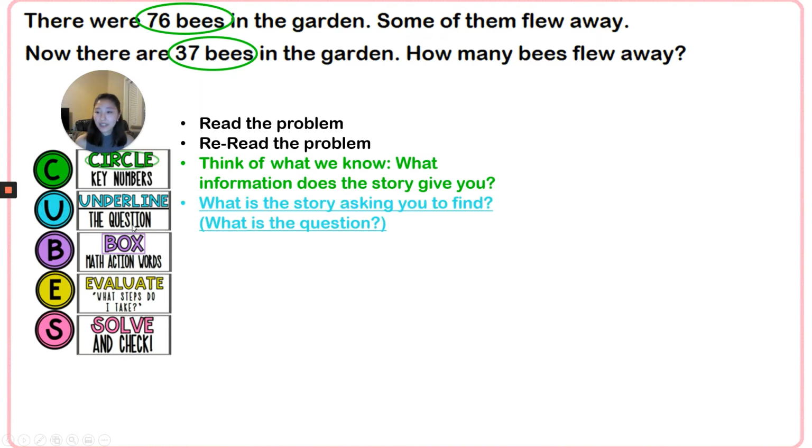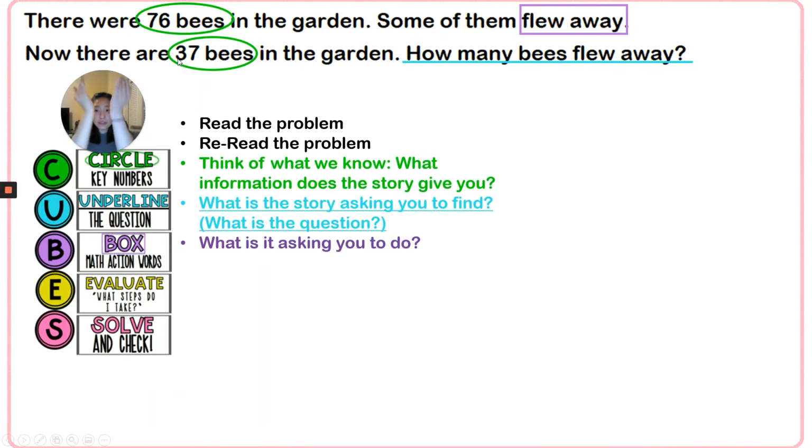Now, underline the question. How many bees flew away? That's the question that you need to find. And if you also look here, they just tell you that some of them flew away. So what do you think you'll be looking for today? What are they asking you to do? Well, if they flew away, what happened to them? And now that some of these flew away, you only have 37 left.